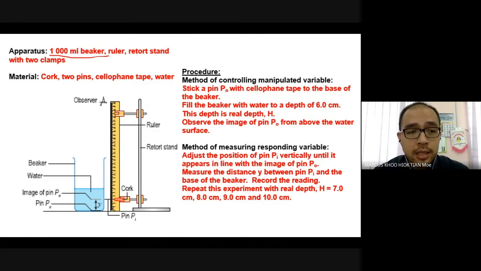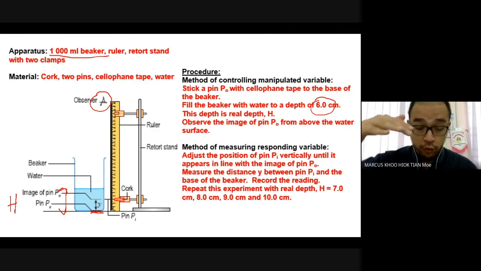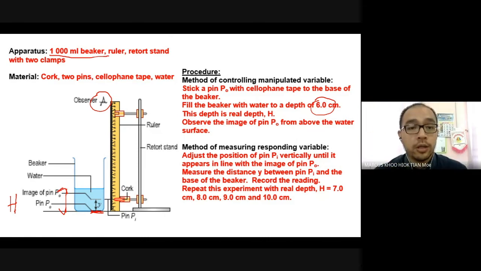But the idea is this: we put this pin down here at P0, and then we look from the top. So we stick a pin P0 here with cellophane tape to the base of the beaker. Then we fill the beaker with water to a depth of 6 cm. This 6 cm is the real depth H. Then we observe the image from above the water surface. So you have to look from the top and see.